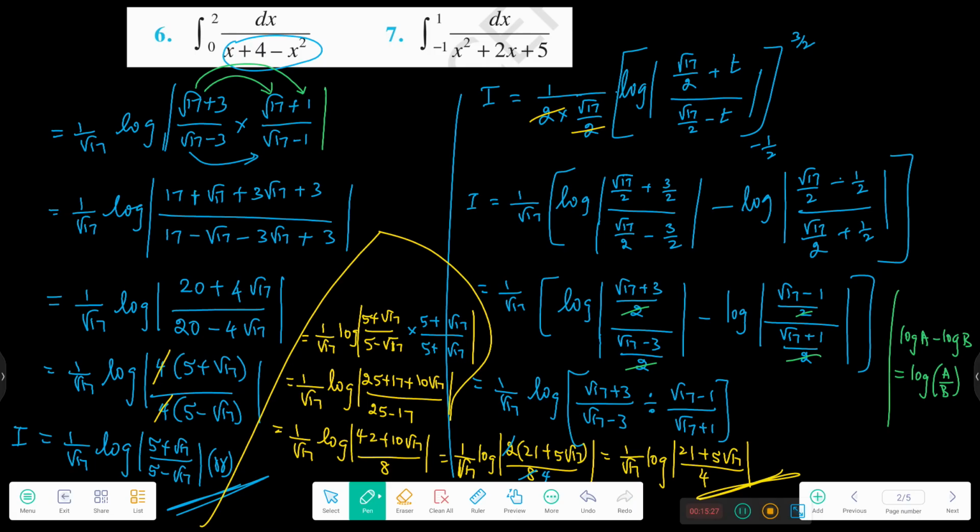Children, a very important thing you must notice. Here I used the (a plus b) whole square formula, meaning 5 square, root 17 square, plus 2ab. And for the denominator I used (a plus b)(a minus b), so a square means 5 square minus root 17 square, and then you get 25 minus 17. That is very important. Other things are normal work only that I have done. Understand? Be careful here.